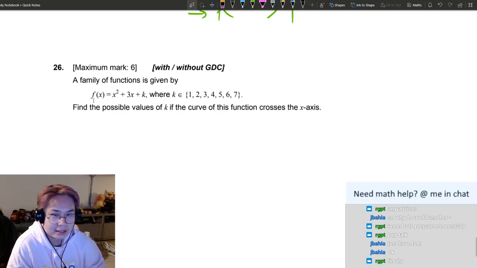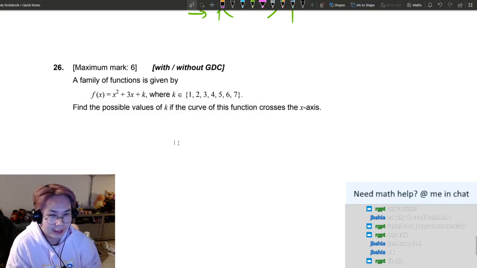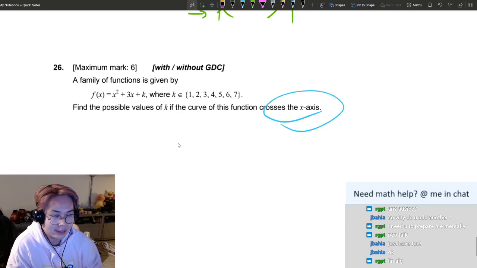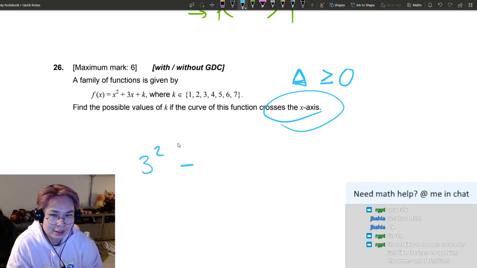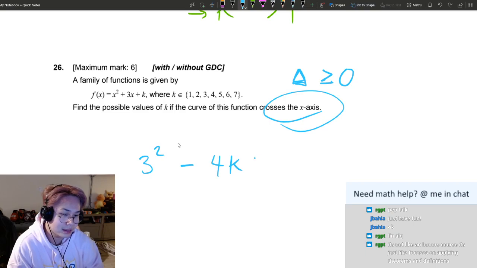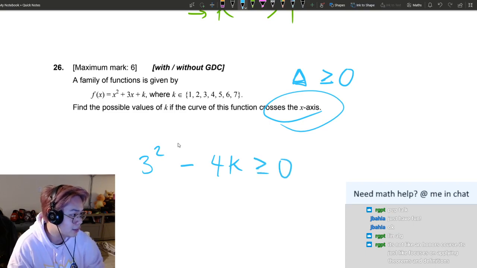Okay, what is this? Find all possible values where the function crosses the x-axis. In other words, this means that we have a discriminant and it's equal to or bigger than 0. So we have our discriminant, which is going to be this, and we need to find it larger than 0.